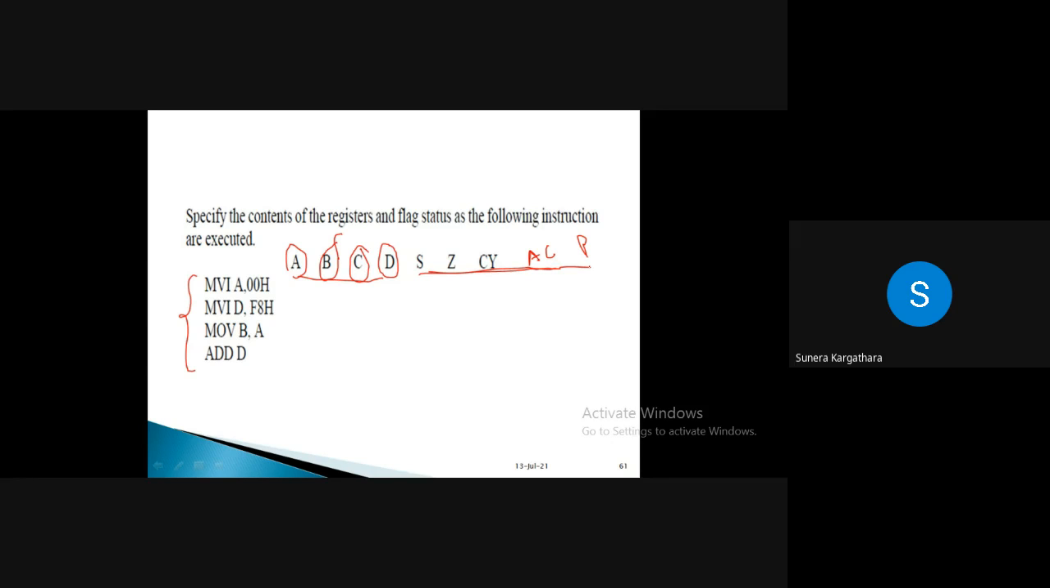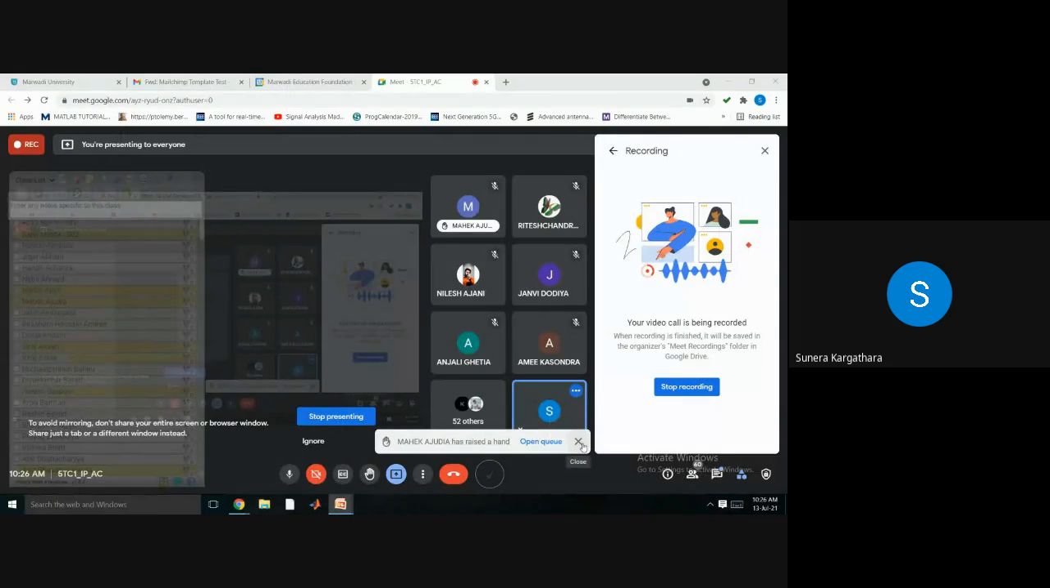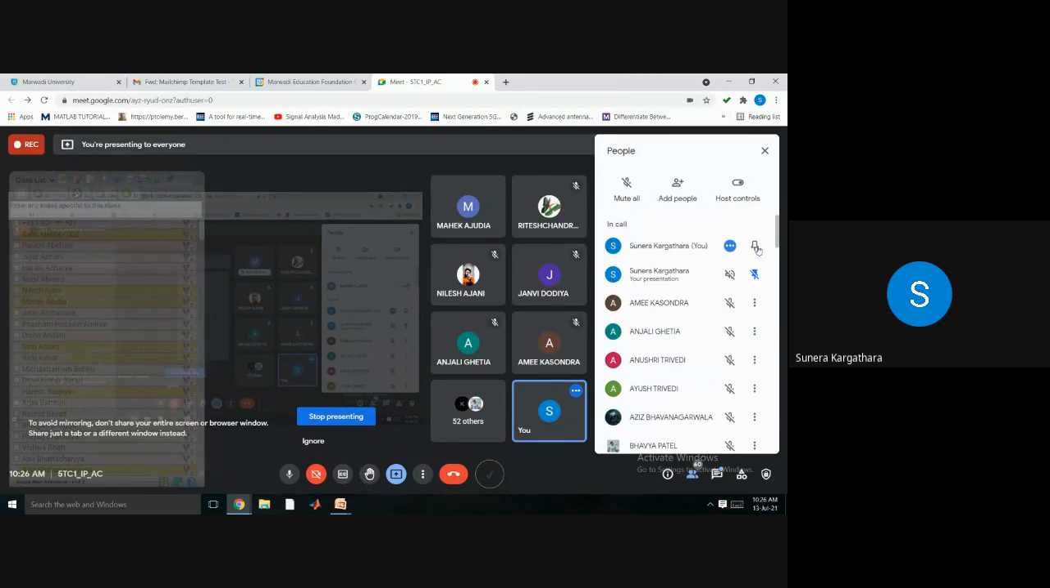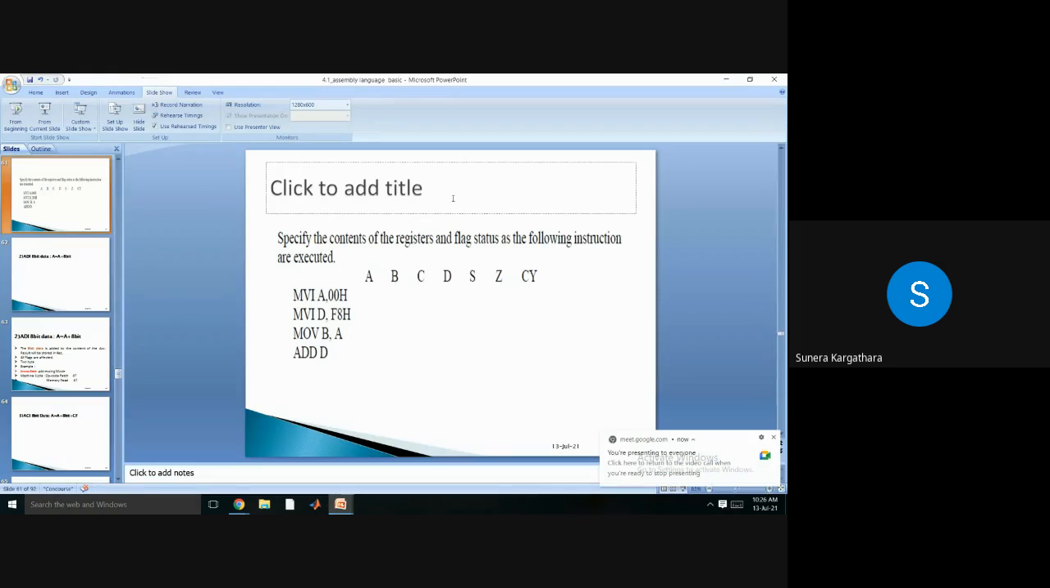So, students, you need to tell me the content of the modified registers and the status of your flags after executing this instruction. Are we getting what we need to do?